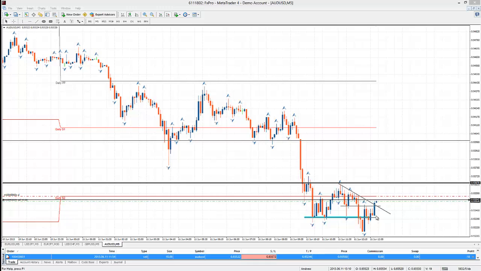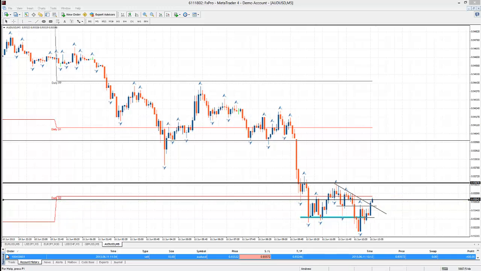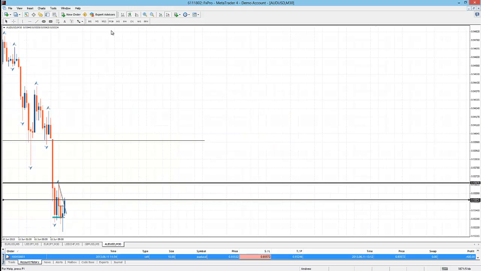Alright, so there's the close. You see it's closed right above that area of resistance. Another indication that the bulls are more in control now. And there you go, we've just been stopped out. Okay, so there's the closed order, and you can see the entry, the stop, take profit, and we got stopped out. It was £400 or 4 pips.